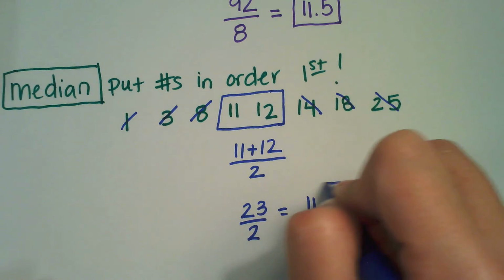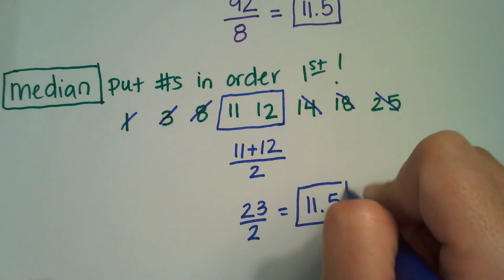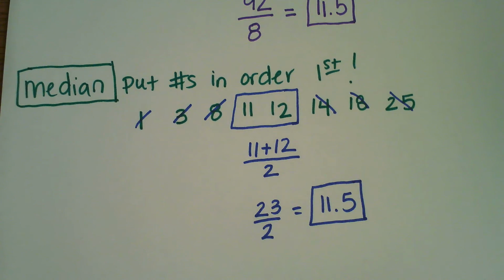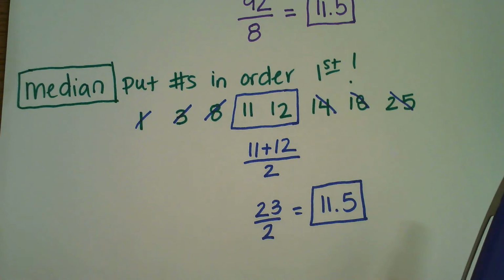So our mean and our median happen to be the same number, which is cool because the mean and the median are measures of center. You want to know, well, the average. What's normal? What's in the middle? What's everybody in the middle doing? Okay. So that's mean and median.